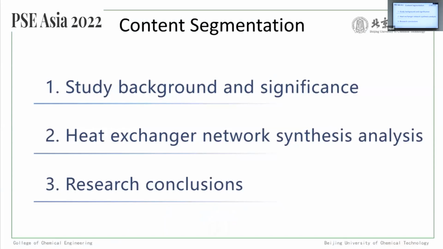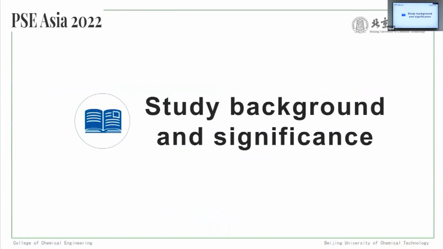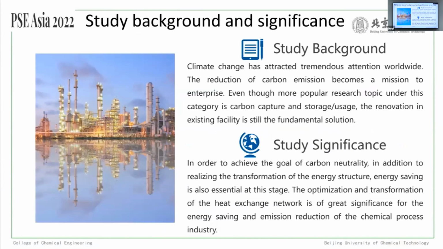This report is divided into the following three parts. The first part is study background and significance. First, research background. Now, the reduction of carbon emission has become a mission for every individual and enterprise. Even though a more popular research topic in this category is carbon capture and storage, the renovation of existing facilities is still the fundamental solution.